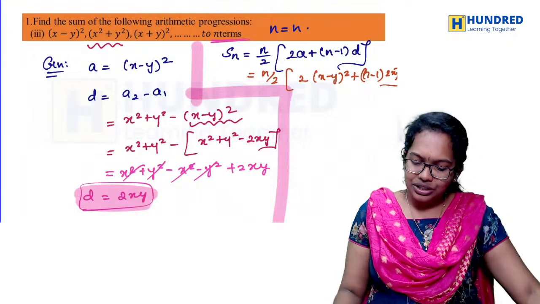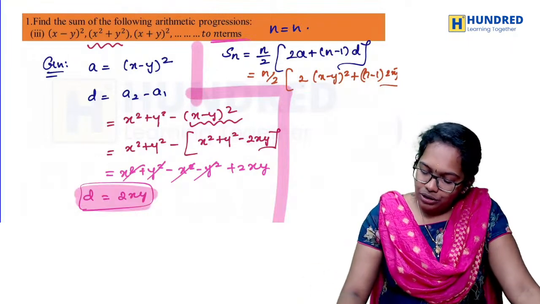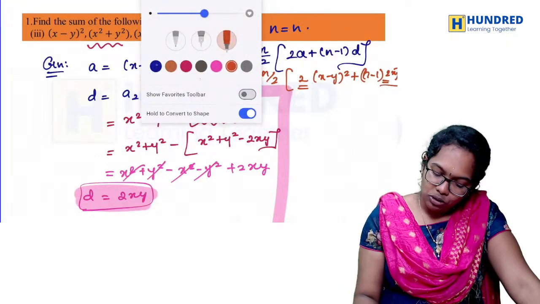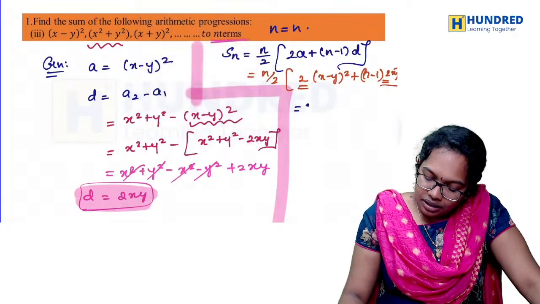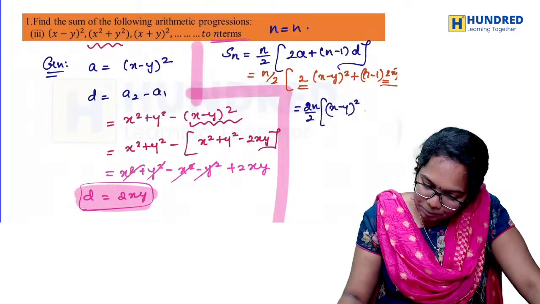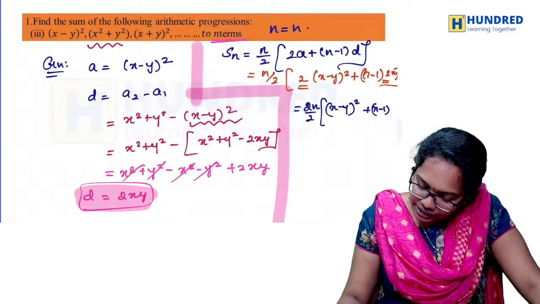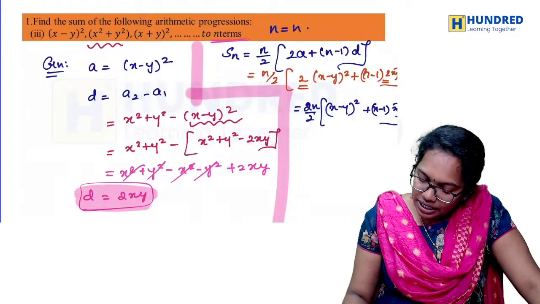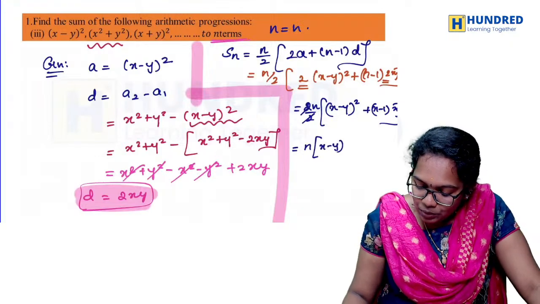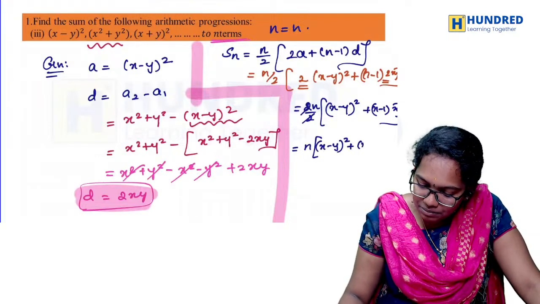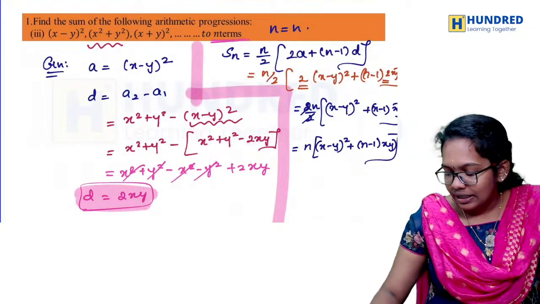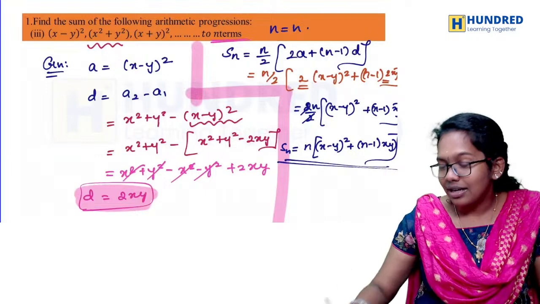When you take the things out, you can take 2 common from both the terms. So you will get 2n divided by 2 into x minus y the whole square plus n minus 1 into xy. Then this 2 gets cancelled, so it is n into x minus y the whole square plus n minus 1 into xy. This is the answer.